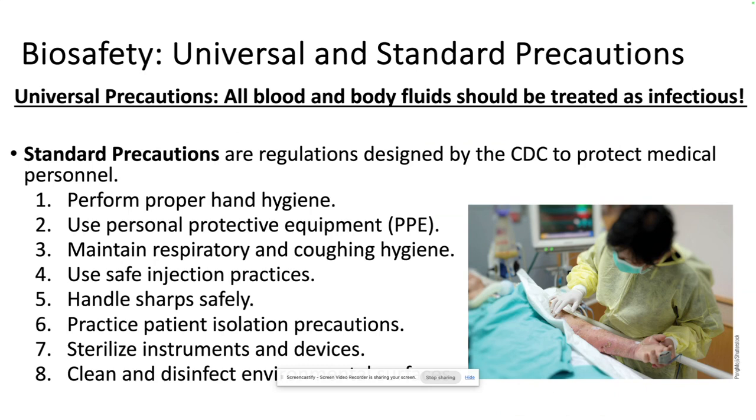So first with universal precautions, this is pretty common sense. We treat all blood and body fluids as if they are infectious. This doesn't matter if they are or not, we will treat all blood and body fluids as if they're containing disease. Okay, so for our standard precautions that are set by the CDC, we have 8. The first of which is to perform proper hand hygiene. Make sure you're washing your hands before and after entering a patient's room.